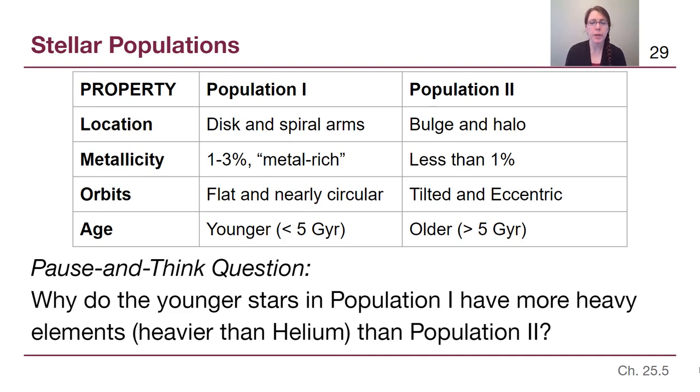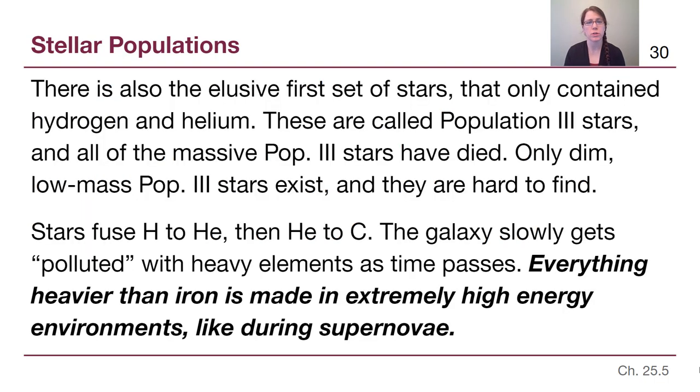Now, before we answer the question, we also want to note that there's an elusive first set of stars that only contain hydrogen and helium. These are called population 3 stars. And if we think about that population of stars, they formed when the galaxy did, and all of the most massive ones have had a chance to live their entire lives. Most of those stars, even sun-like stars, would have lived through their entire lives and then died. Only the very dim M stars, the cold, small, low mass, low luminosity, red M stars would be the ones that still exist. And so they're really hard to find and even harder to verify are part of population 3.